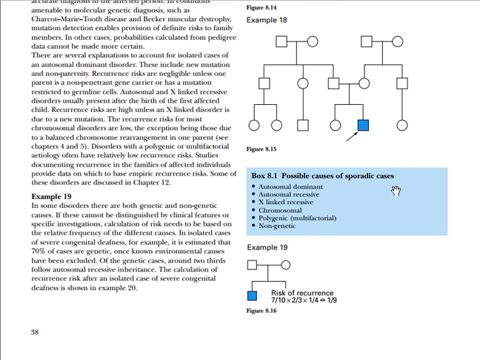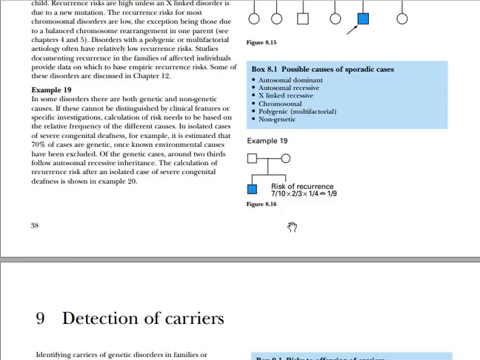So what are the possible causes of sporadic cases? Sporadic cases mean that it occurs time by time. There is no particular pattern. So when they say sporadic inheritance, it means that there is no pattern. You cannot actually predict a sporadic case, because it is occurring time by time. And now these are the causes of sporadic cases. It can be autosomal dominant disorder, autosomal recessive disorder, X-linked recessive disorder, chromosomal disorder, polygenic or multifactorial disorder, and non-genetic disorder.